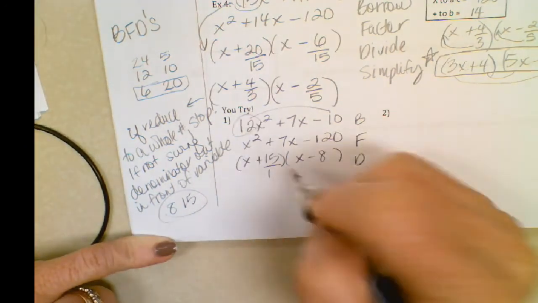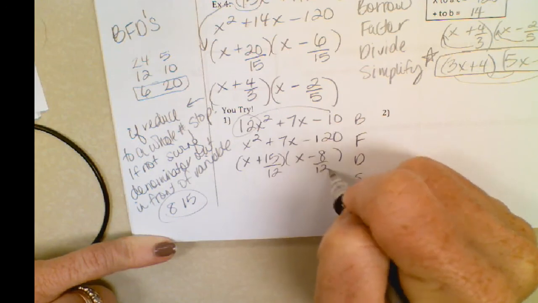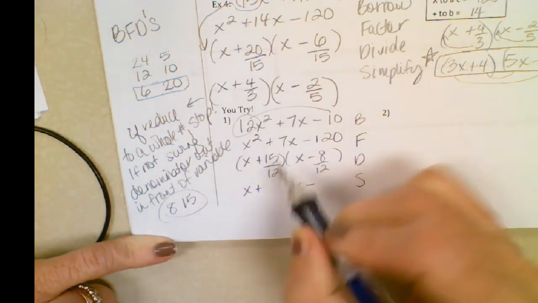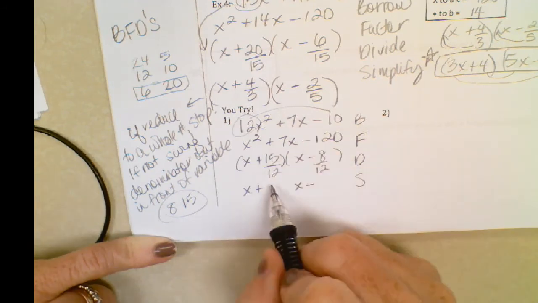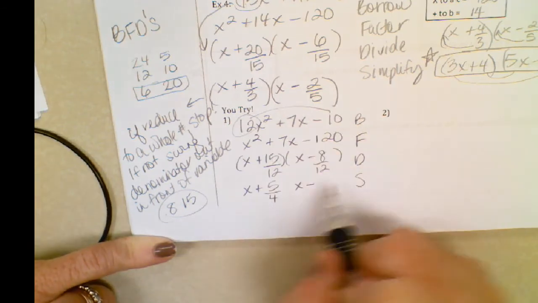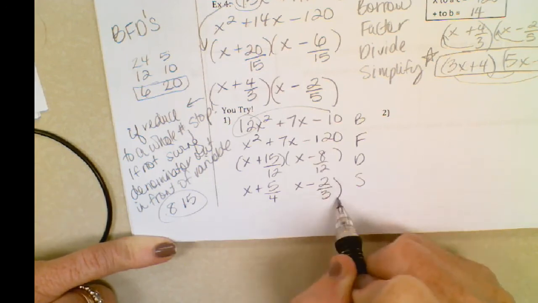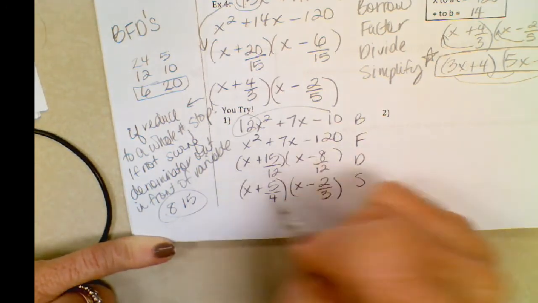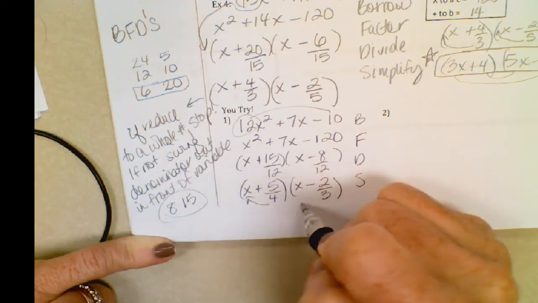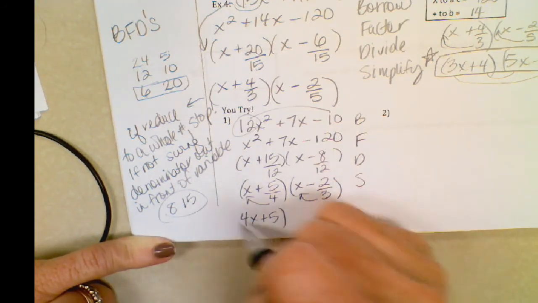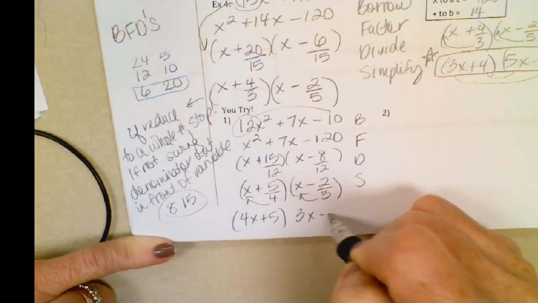Now you have to divide that 12 back out. Simplify your fractions. So 3 goes into 12 and 15. That reduces to 5/4. 4 goes into 8 and 12. That reduces to 2/3. Neither one of those are whole numbers, so we're going to swing those denominators out, and we get 4x plus 5 and 3x minus 2.